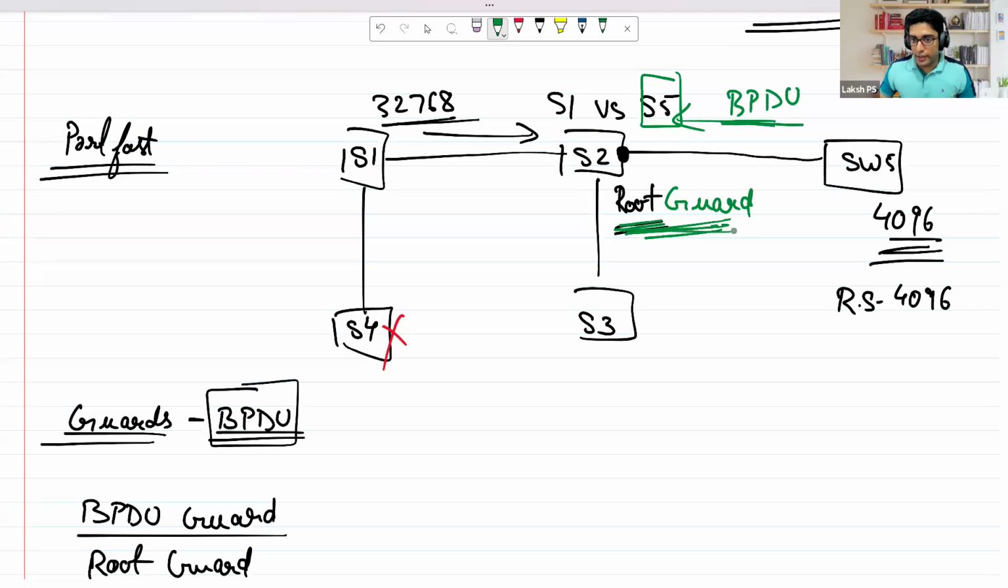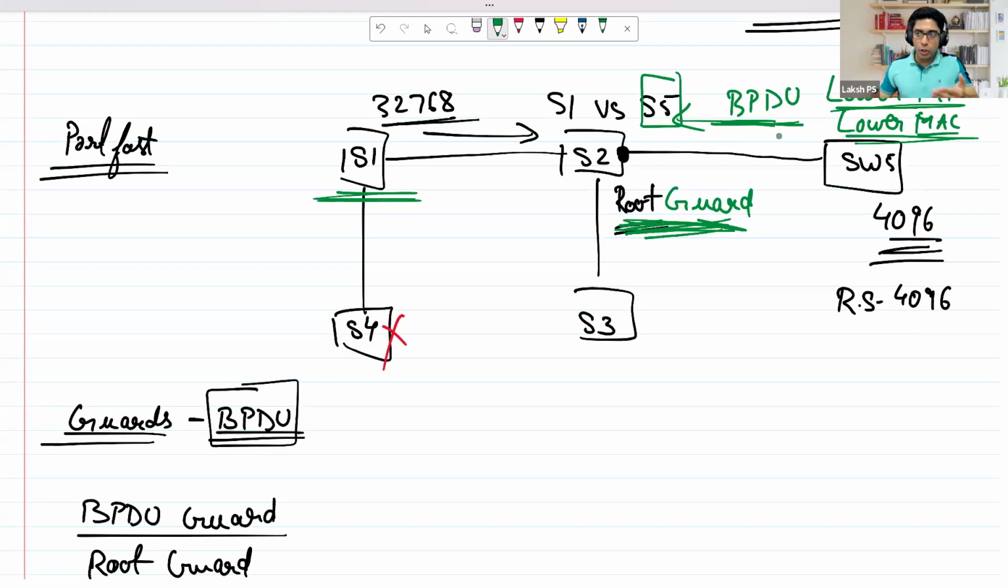On a root guard interface, if a BPDU is received which has a lower priority or a lower MAC address, what is the meaning of lower priority? If it is a lower priority, obviously that switch can become the root. So I'm protecting my root. I am protecting my root switch, or I'm guarding my root switch from lower priority or lower MAC address.